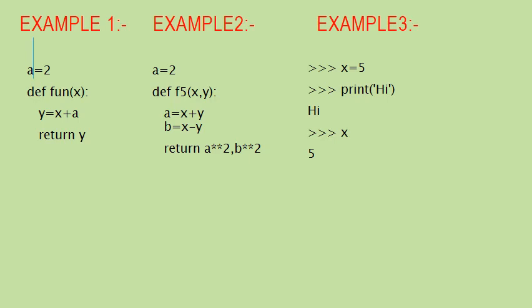Whereas in the third example, x is equal to 5 is written in shell mode. Immediately, a print hi statement is written. So your system will print hi. It has nothing to do with the first statement we have done. But after this print statement, we are checking whether Python is able to remember the value of x. So for that checking, we are just writing x and pressing the enter key. Definitely, we will get the output 5.